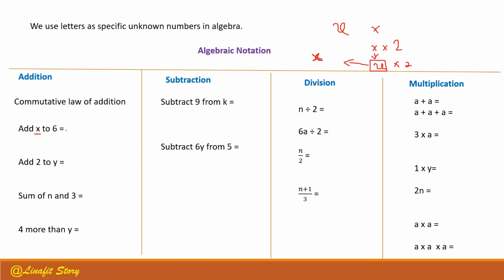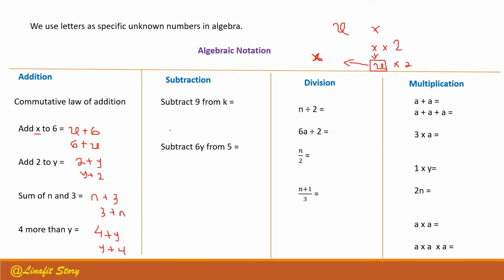Add x to 6. x plus 6, or 6 plus x. Add 2 to y. 2 plus y or y plus 2. Sum of n and 3. n plus 3 or 3 plus n. 4 more than y. 4 plus y or y plus 4.